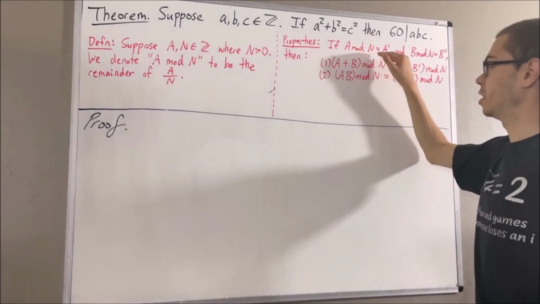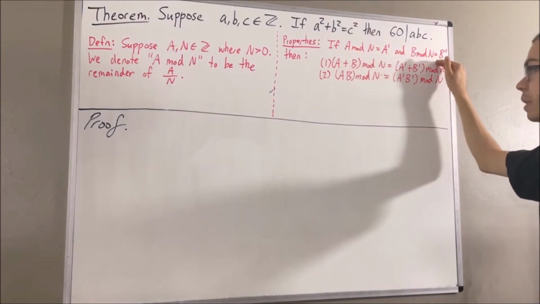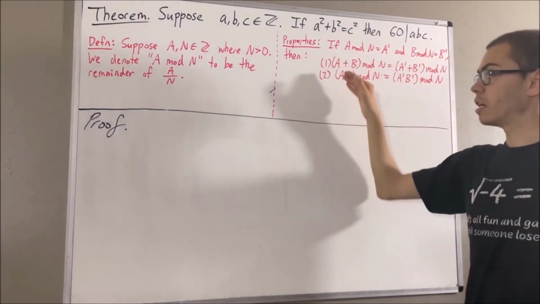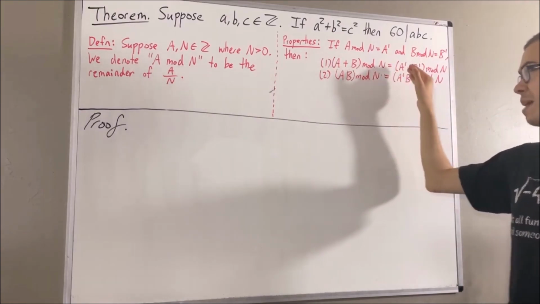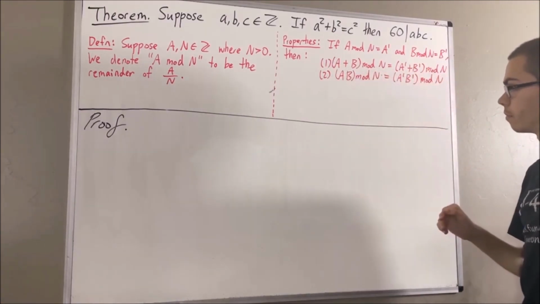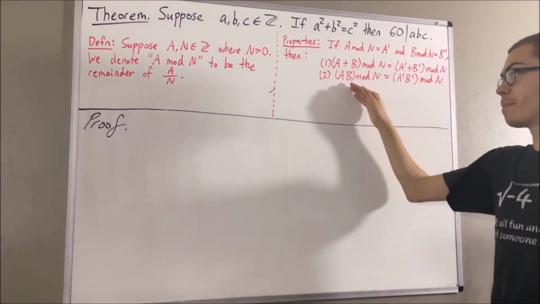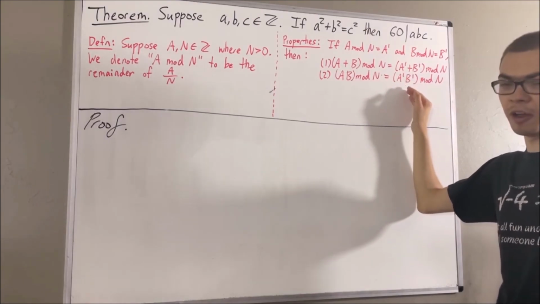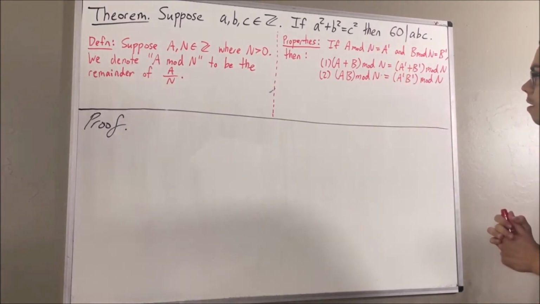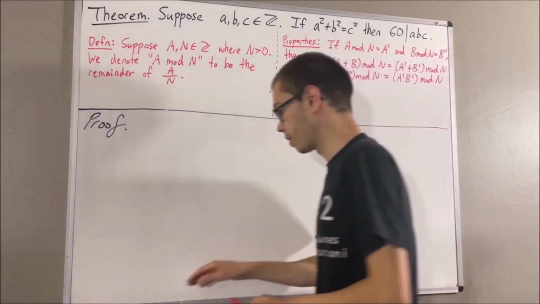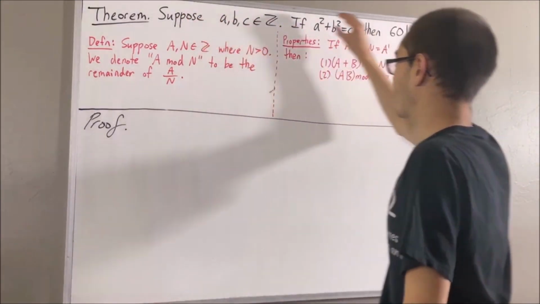If a mod n is equal to a prime and b mod n is equal to b prime, then it turns out a plus b mod n is equal to a prime plus b prime mod n. Also, ab mod n is equal to a prime b prime mod n. Okay, so now let's get into proving this theorem.